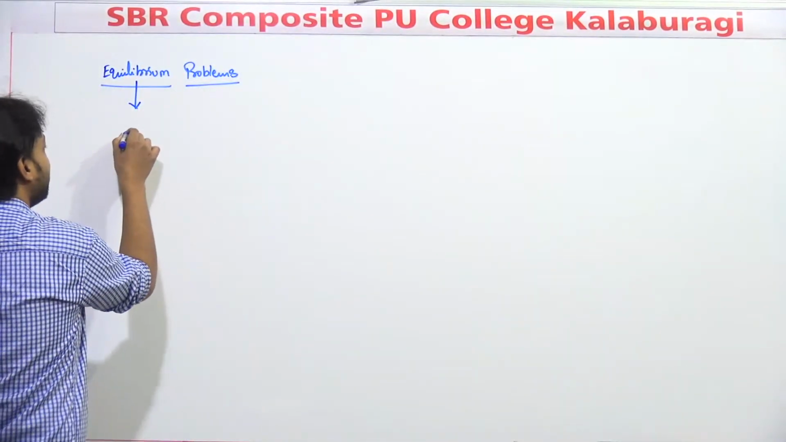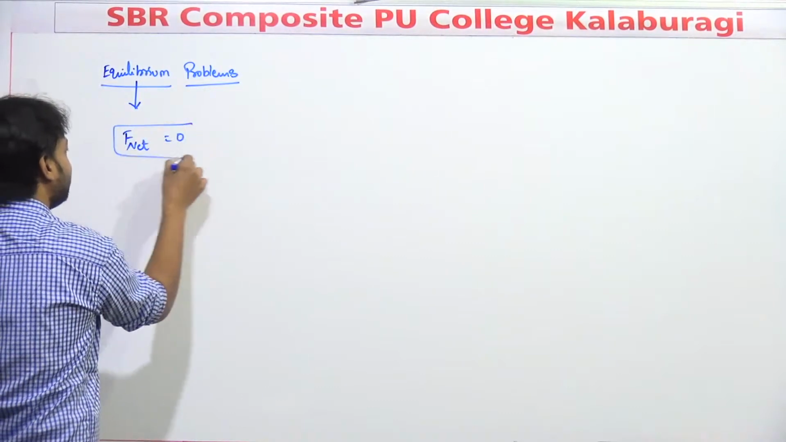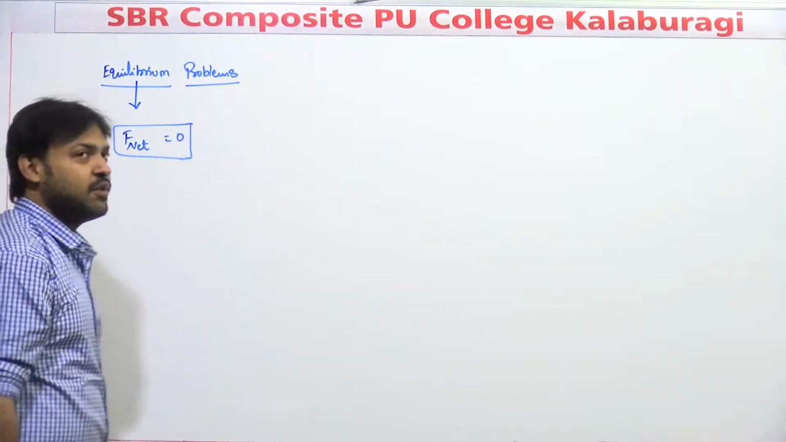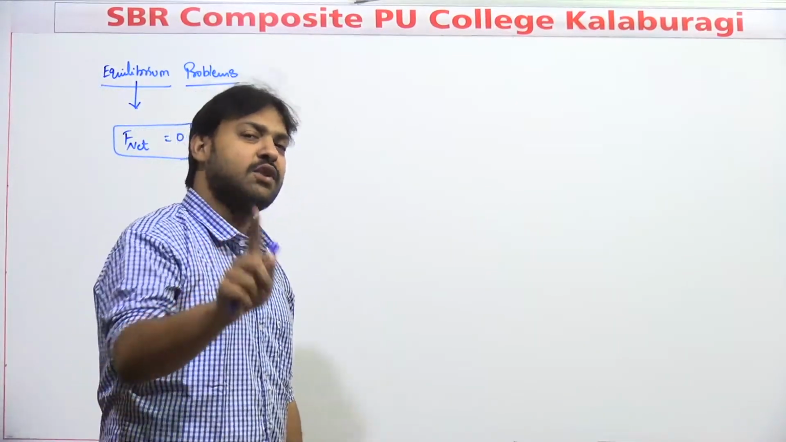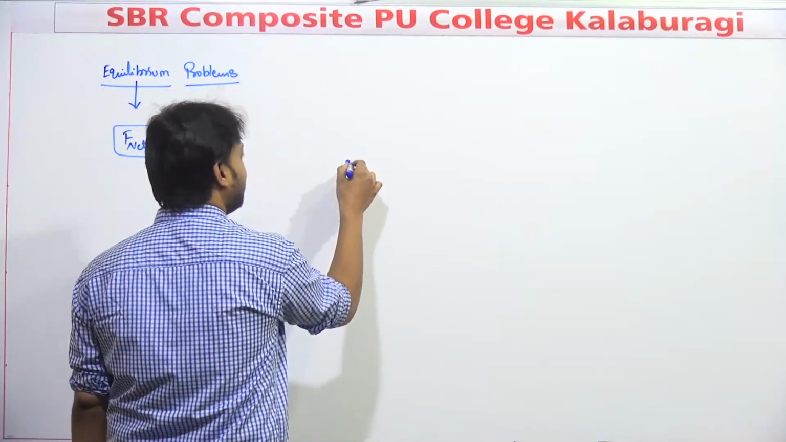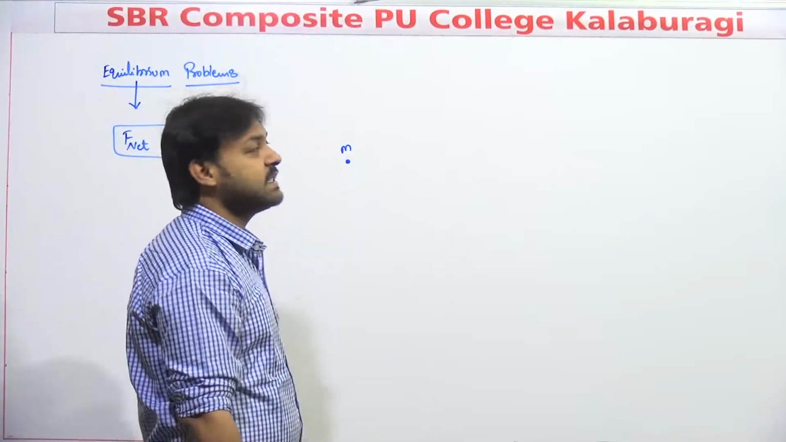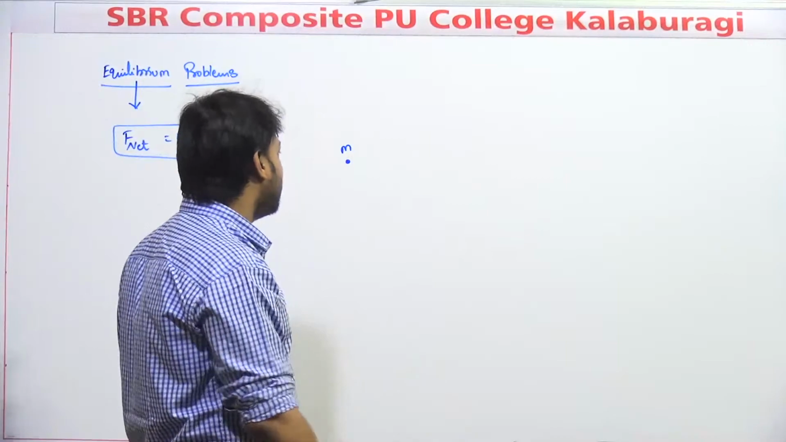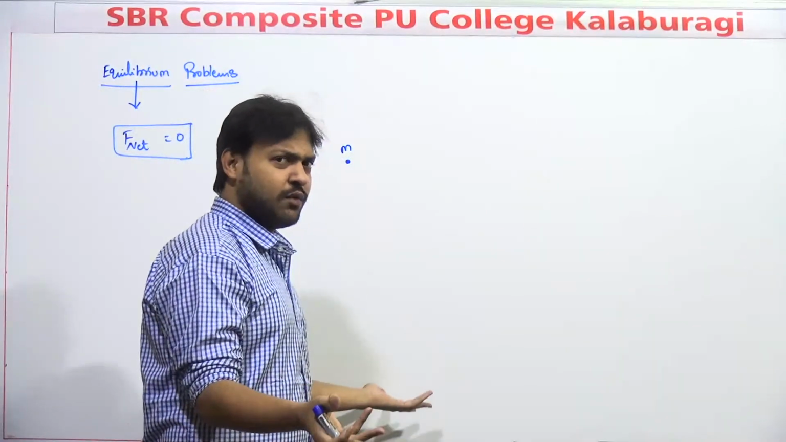In the sense, the net force acting on the body will be equal to 0. That's all. Force is not 0; net force will be 0. Consider a particle of mass m. If it is at rest, in a sense, no forces are there on that particle.